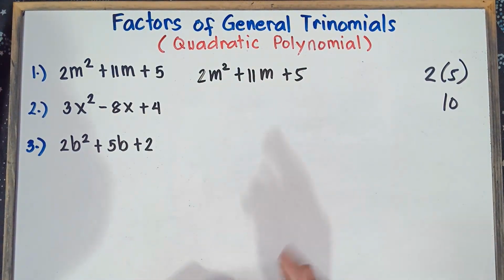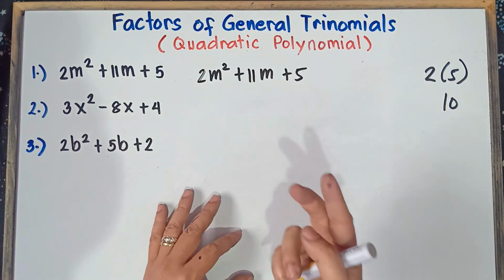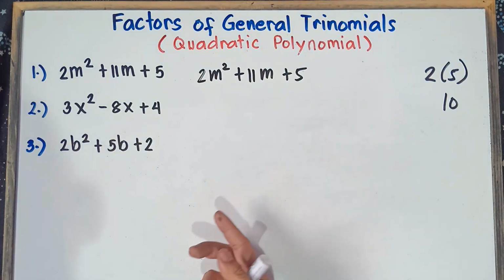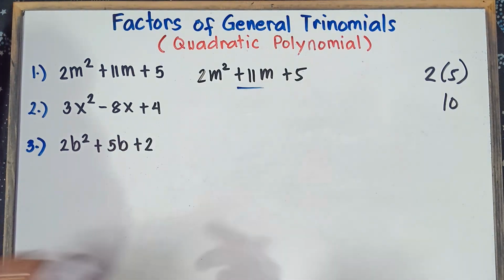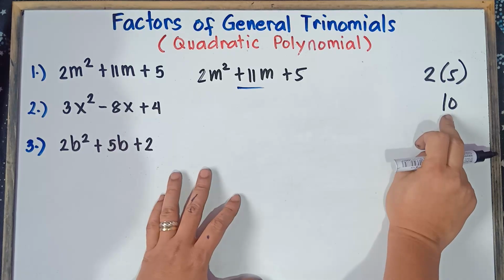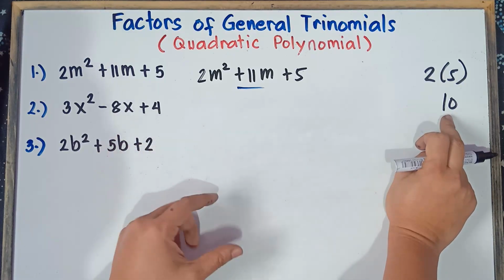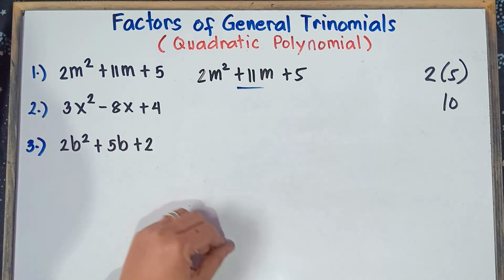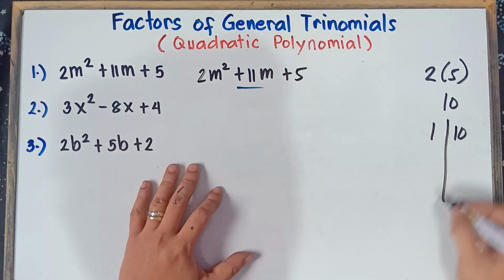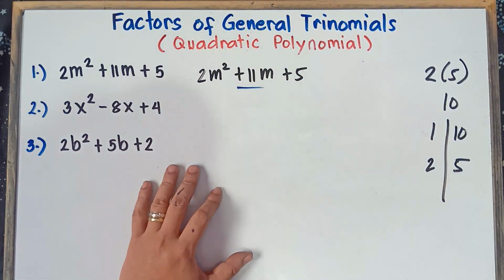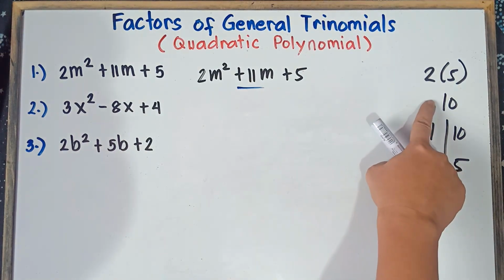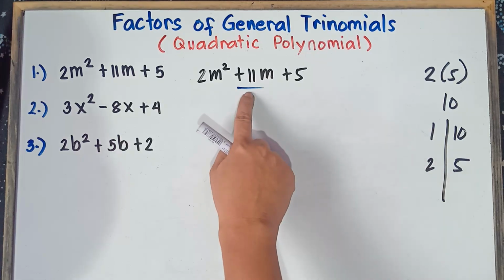Next step, you find two numbers that when you multiply them, you get positive 10, and when you combine them, you get positive 11. What are the factors of 10? That's correct. We can have 1 times 10, and we can have 2 times 5. Now, what are the two numbers that when you multiply them, you get 10, and when you combine them, you get positive 11?